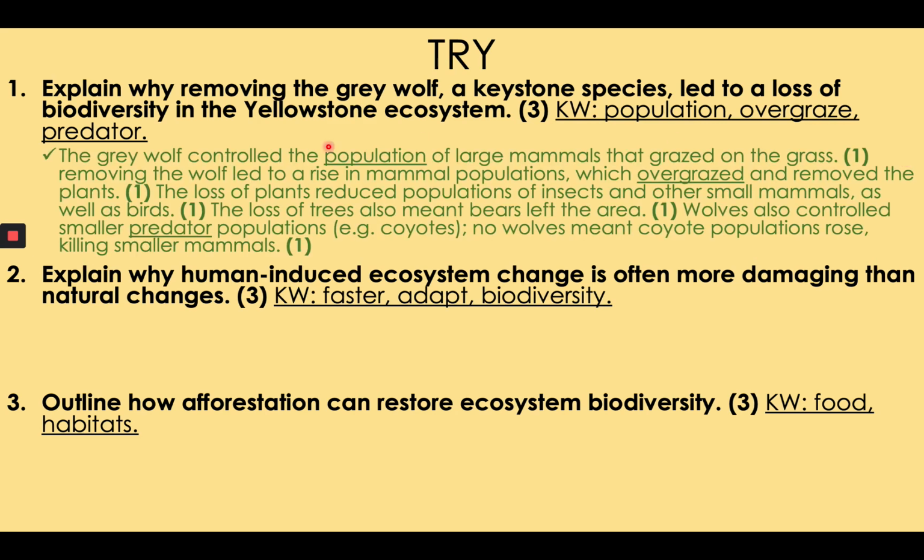You should have put, grey wolf controlled the population of large mammals, mark. Removing it led to large rise in mammal populations, which overgrazed. Make sure you have that keyword. Loss of plants reduced populations of insects and other small mammals, as well as birds, a mark. Loss of trees also meant bears left the area, a mark. Wolves also controlled small predator populations, for example coyotes. And no wolf meant coyote populations rose, killing smaller mammals. So any 3 of these. Watch the video if you didn't understand this fully.